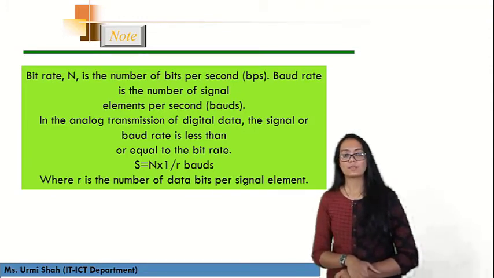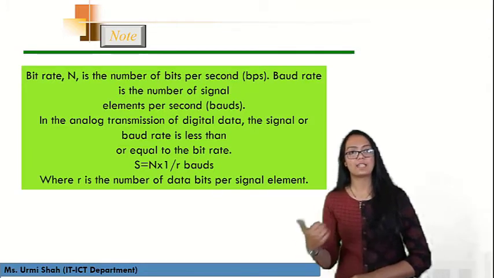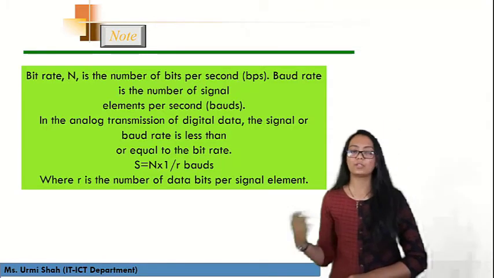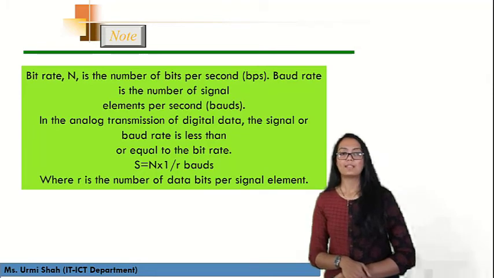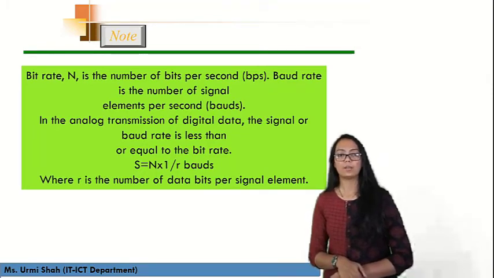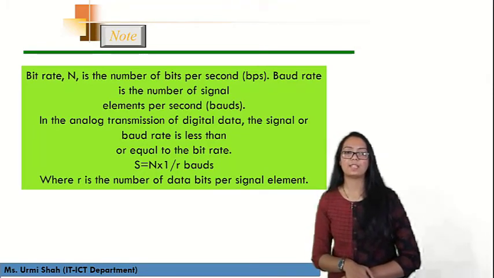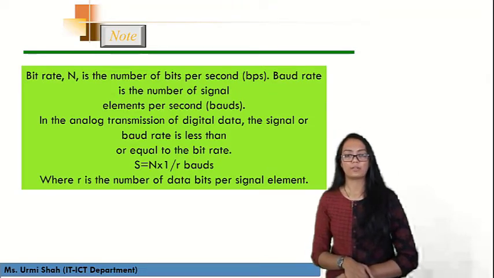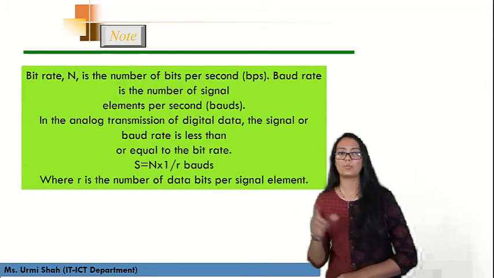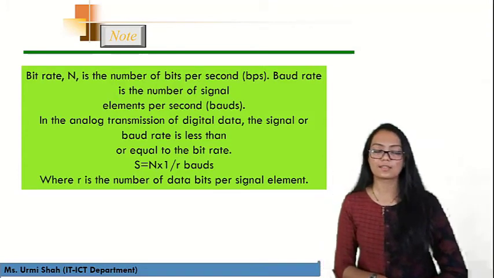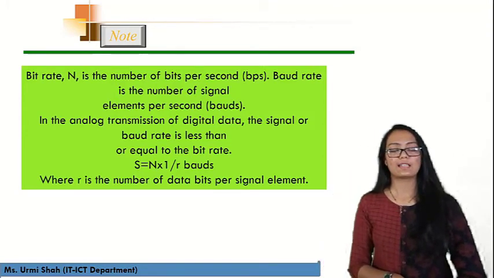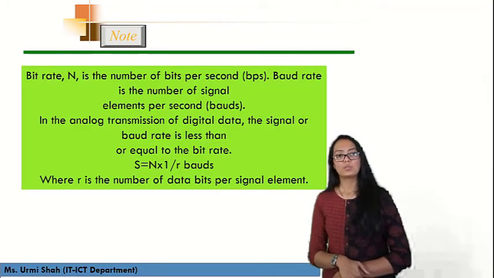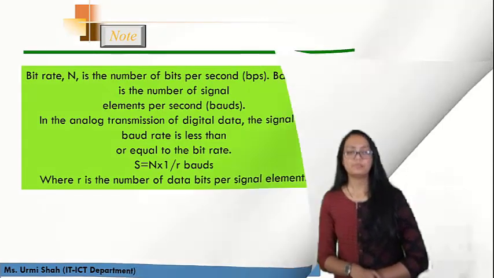In analog transmission of digital data, the signal or baud rate is always less than or equal to the bit rate. That is S, the signal transmission rate, is equal to N into 1 by R baud. Here R is nothing but the number of data bits per signal element. And S and N are our parameters, where S is the baud rate and N is the bit rate.